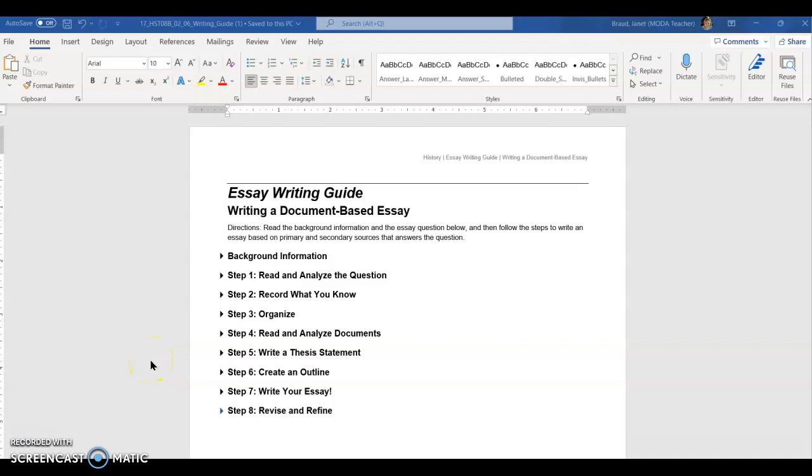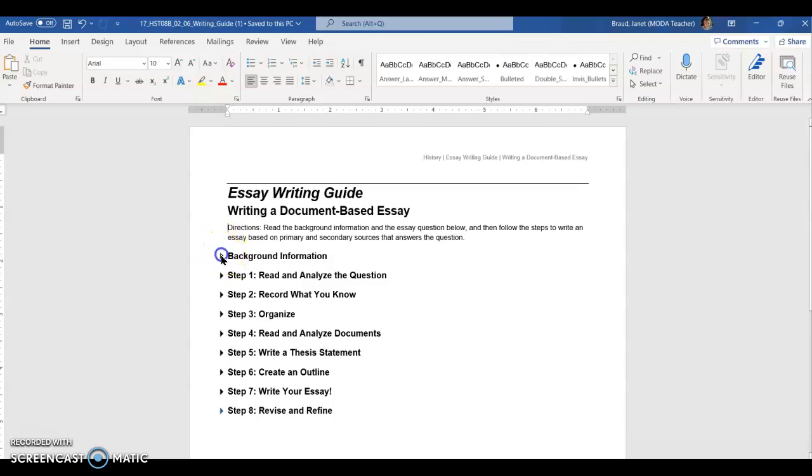The essay writing guide will help you follow 8 different steps to writing your response to a DBQ, or writing the document-based essay. The directions first state to read the background information and the essay question below, then follow the steps to write an essay based on primary and secondary sources that answers the question.